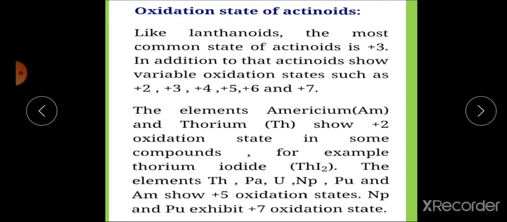Thorium, protactinium, uranium, neptunium, plutonium and curium show +4 oxidation states. The elements americium and thorium show the +2 oxidation state in some compounds, for example thorium iodide, ThI2. The elements thorium, protactinium, neptunium, plutonium and americium show +5 oxidation states. Neptunium and plutonium exhibit the highest oxidation state of +7 in some compounds.